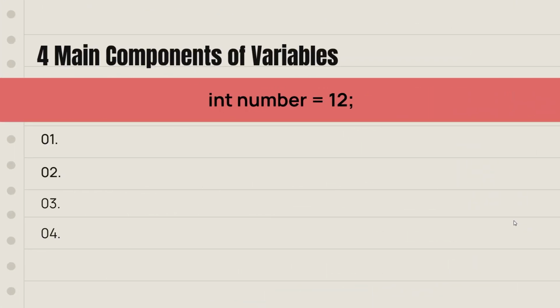Next slide. So there are four main components of variables. Three of these are really important in your typical coding realm, while the fourth one I'm giving you as a bonus. So here is how you would create a variable within your code. First and foremost, you have its name. So we have int number equals 12. The name here is number. This is how we refer to the variable and are able to call it in later lines of code.